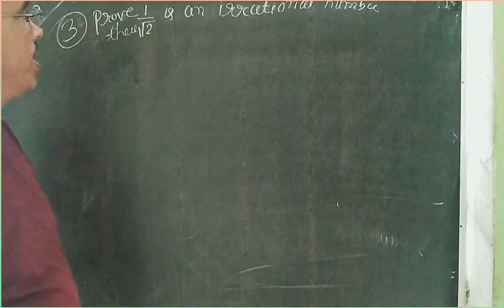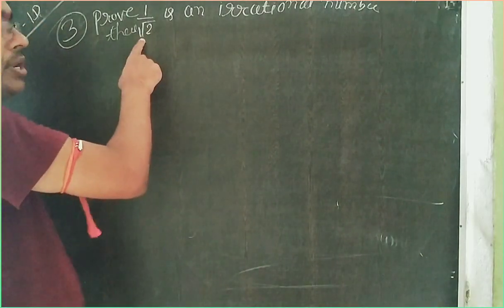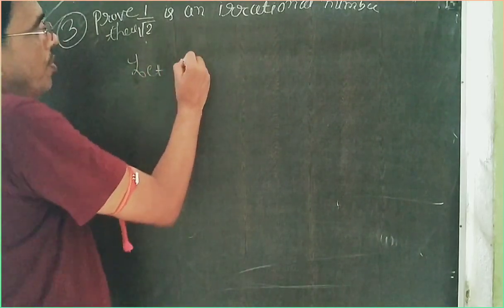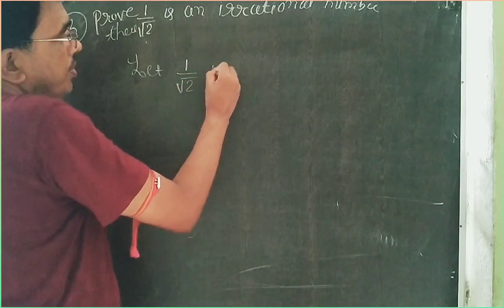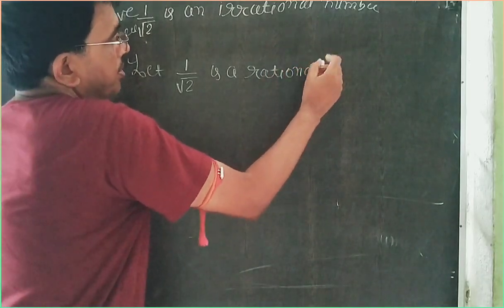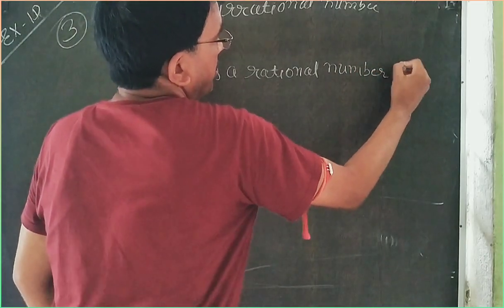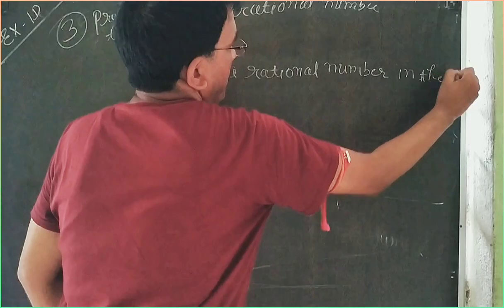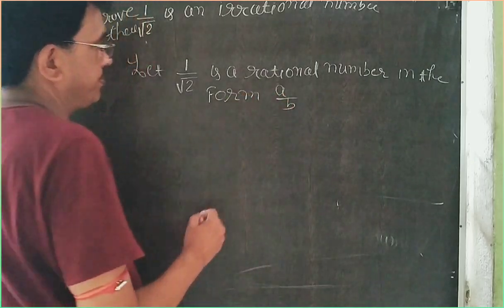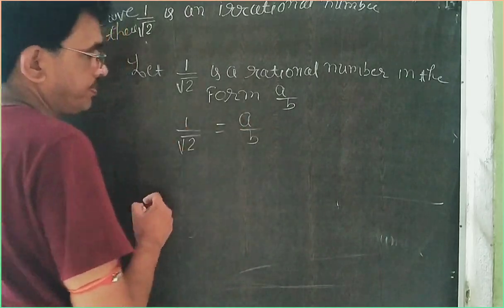Now prove that 1 by root 2 is an irrational number. Here is root 2 in the reciprocal form. So we write, let 1 by root 2 be a rational number in the form a by b. So 1 by root 2 is equal to a by b.